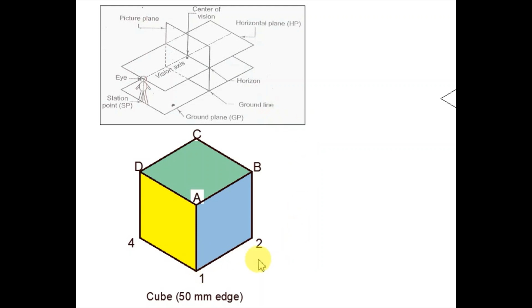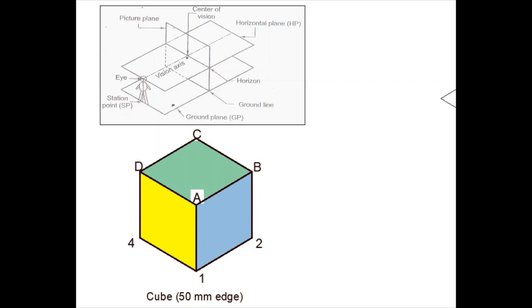So the given object is a cube in this case, and the different faces which are visible from the front, top and side are distinguished by three different colors. The front is a yellow face, the top is a green face, and the right hand side view is blue. For the sake of understanding this problem, let us name the vertices of the cube. ABCD makes the top face of the cube, whereas 1, 2, 3, 4 makes the bottom face of the cube.